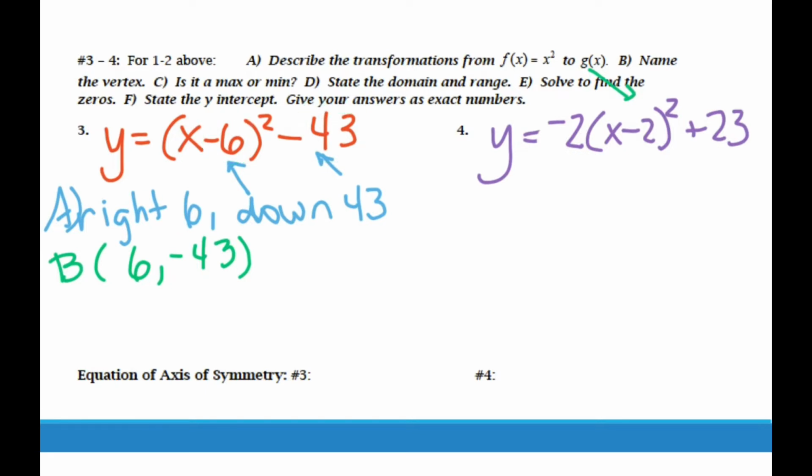Okay, C: is it a max or a min? Well, since there's no reflection, I can tell because there's no negative number right there, it's going to open up like this, and so it's going to be a min, so minimum.